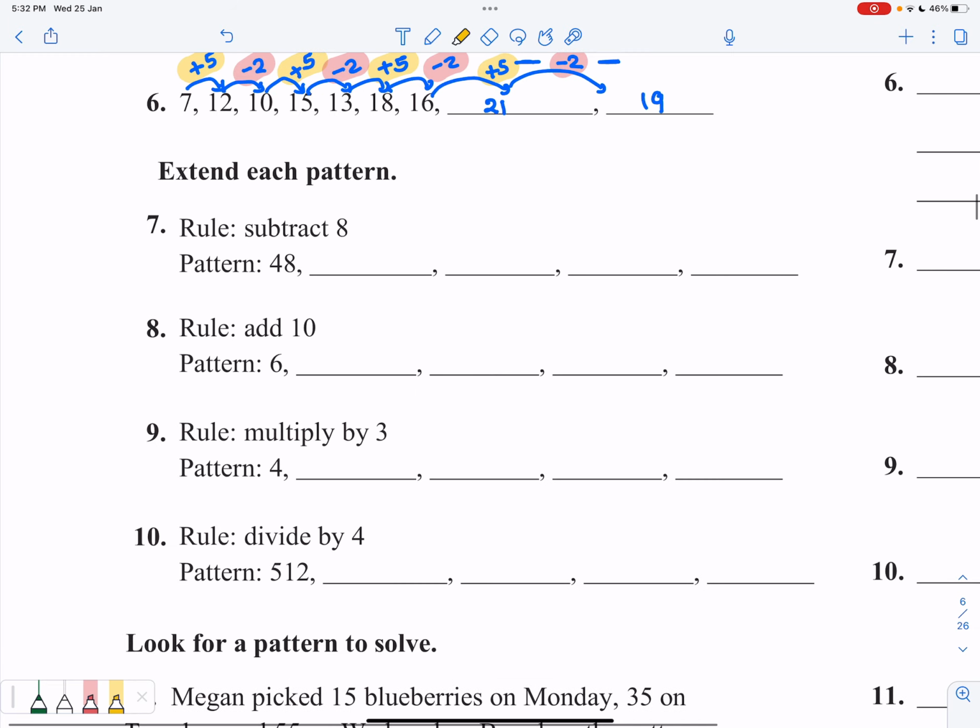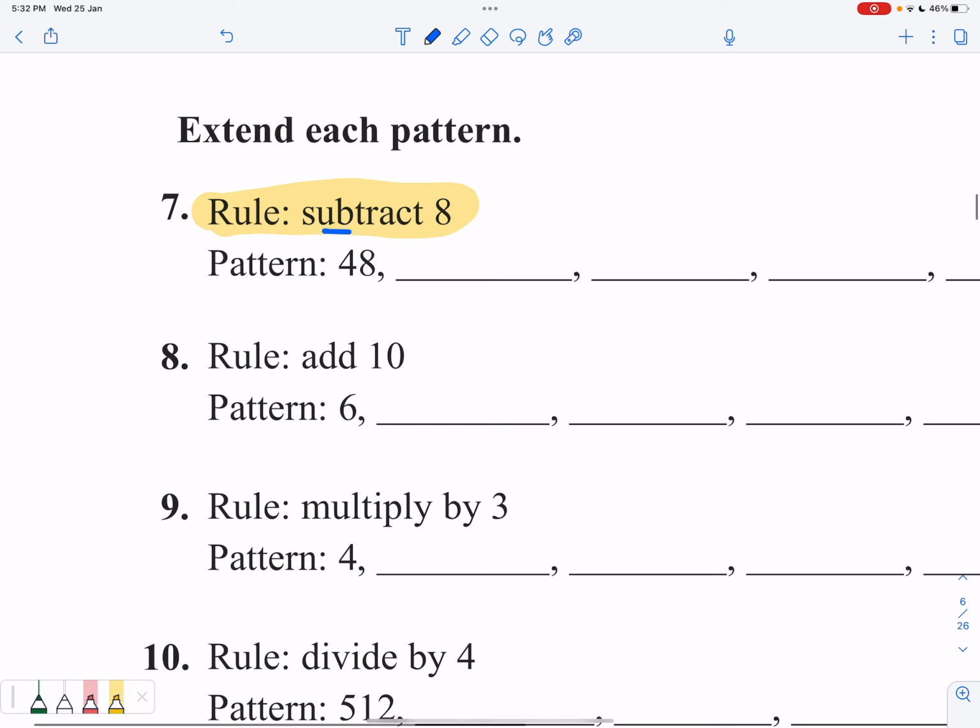Then it says extend each pattern. So he gave us the rule that we need to apply, and we just need to do the work on that pattern. Here the rule says subtract 8. So each time we need to subtract 8 from the previous number. So the pattern starts with the number 48. Now we need to subtract 8 according to that, so we will get 40.